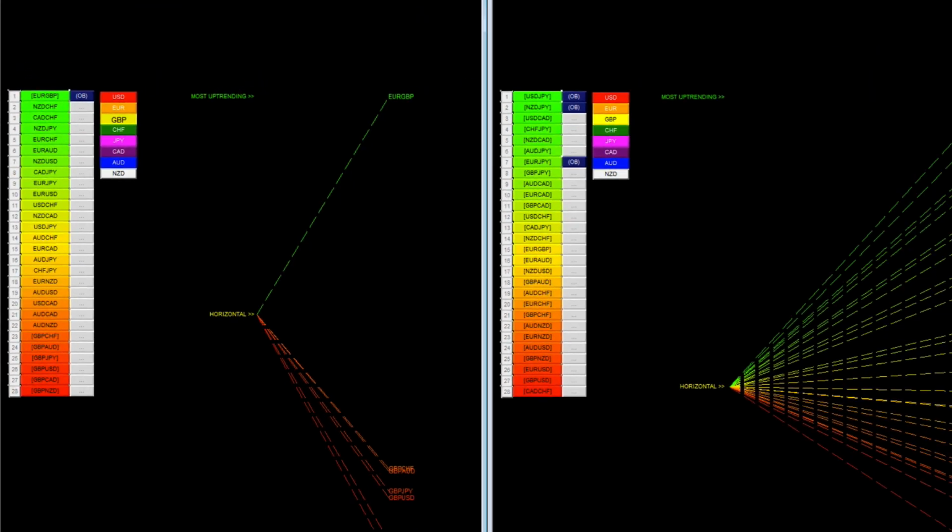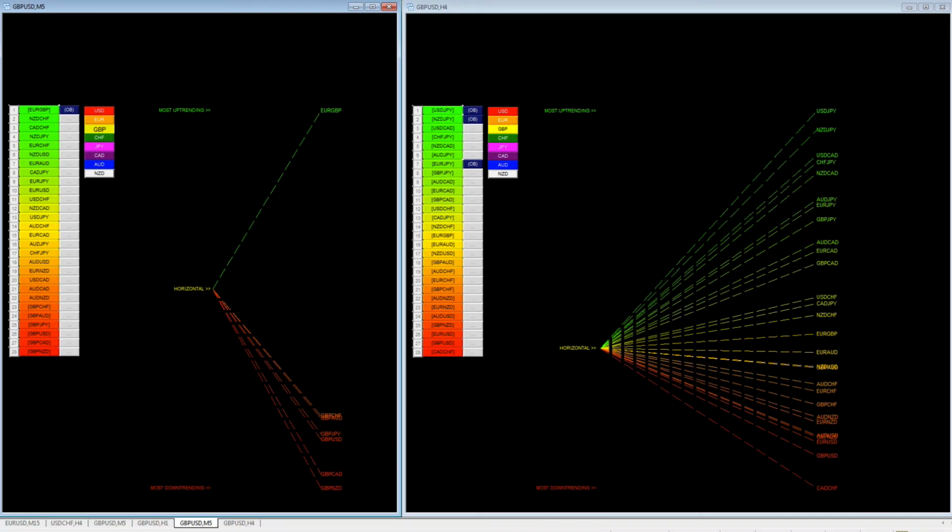In addition, you will instantly see those pairs in congestion with a flat trend line in the array, which may be preparing to trend or are about to join a move of sentiment which has already begun in the complex.